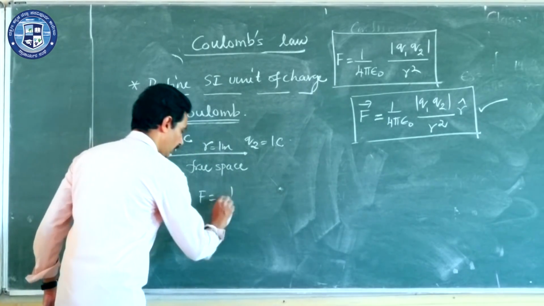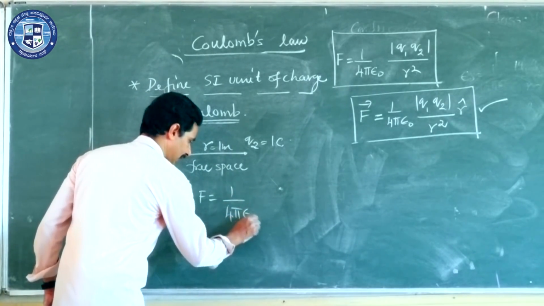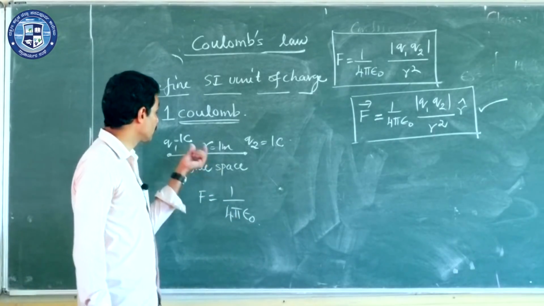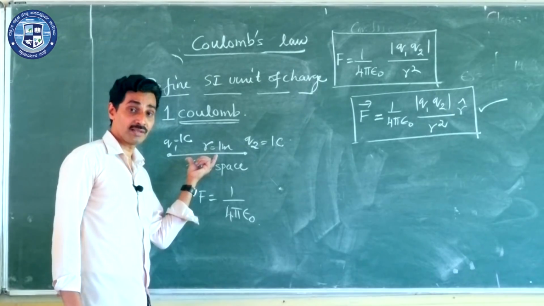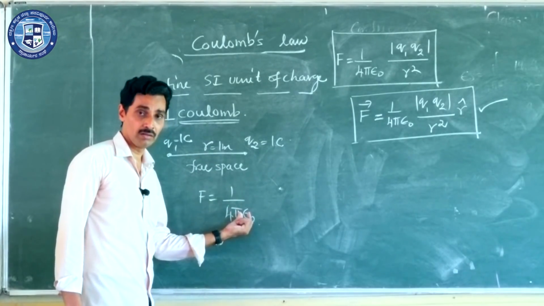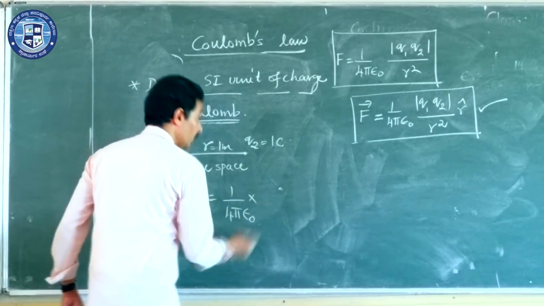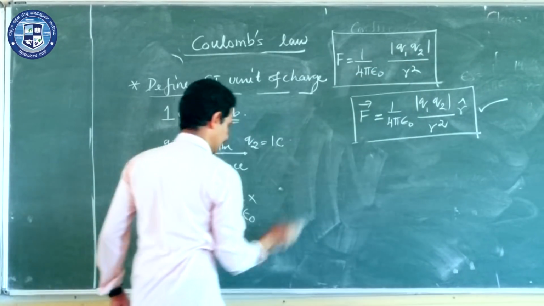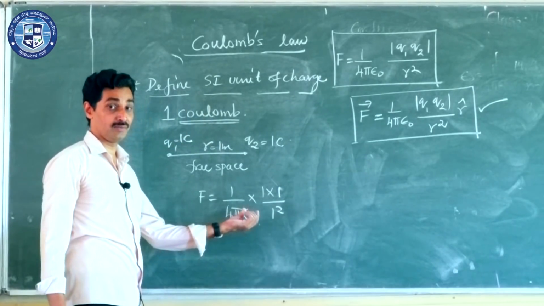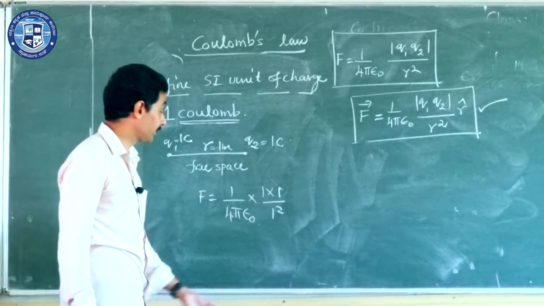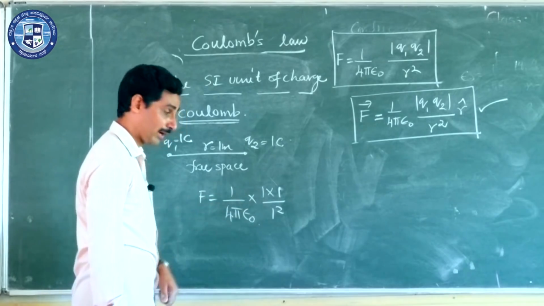What is the formula? 1 by 4 pi epsilon naught. I can write epsilon naught because I have chosen free space. If I had chosen some other medium, I should have written epsilon, but now it is epsilon naught, into Q1 Q2 by R square. 1 into 1 divided by 1 square, because I have chosen all the convenient values, because we know 1s are stable, that becomes very easy. So 1 into 1 by 1 square.